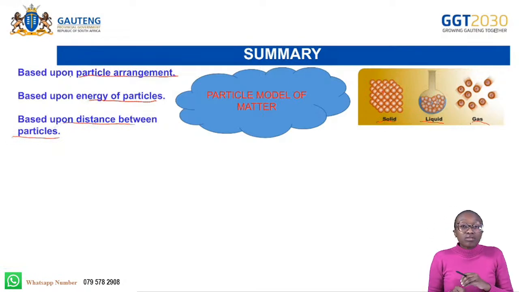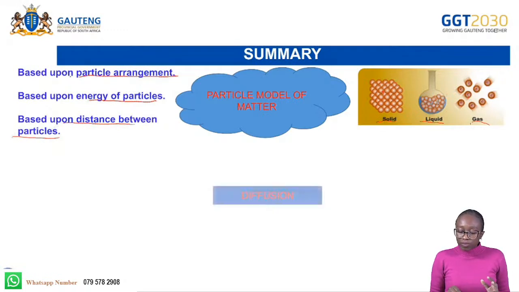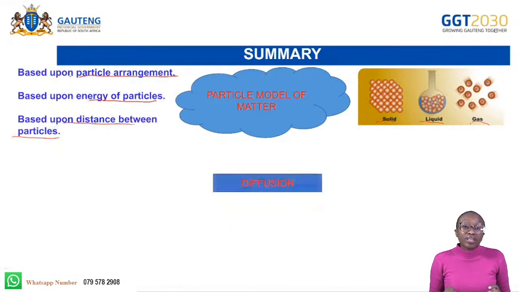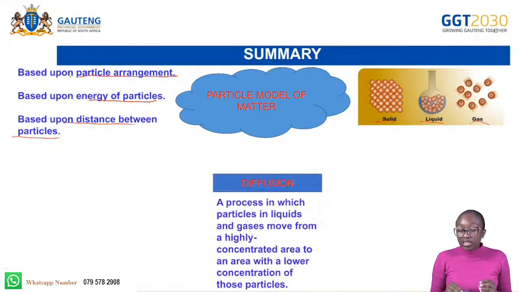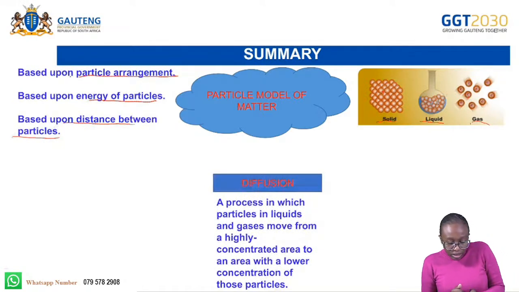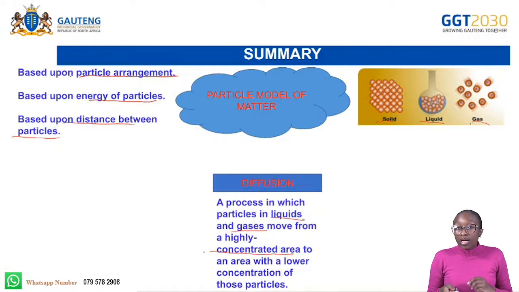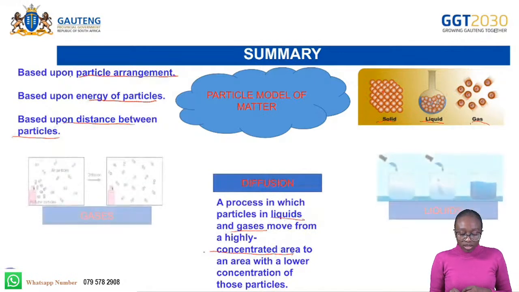Now, we also learned about the distance between the particles in these three states. The particles of a solid are closely packed together. The spaces are very small. Within a liquid, they are more loosely spaced. There is some space between the particles, and then with gases, the particles are further apart. We also learned about diffusion, the process in which particles in liquids and gases move from a highly concentrated area to an area where they are at a lower concentration.